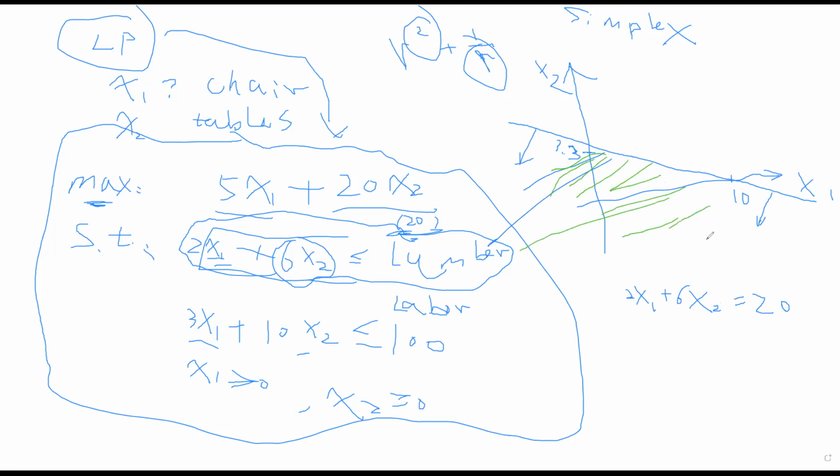Okay. And then of course we have x1 larger than 0, x2 larger than 0, so that essentially we do not even have anything here. Let me try to erase that.